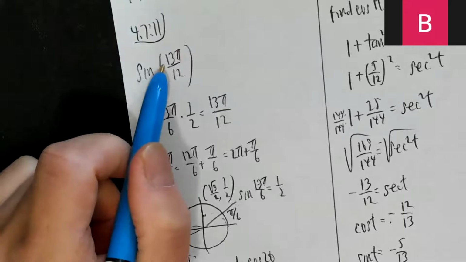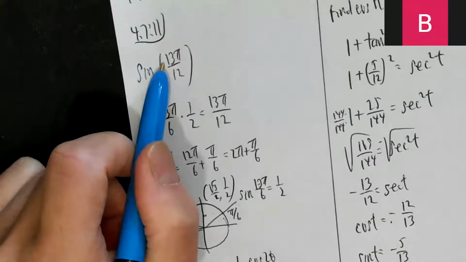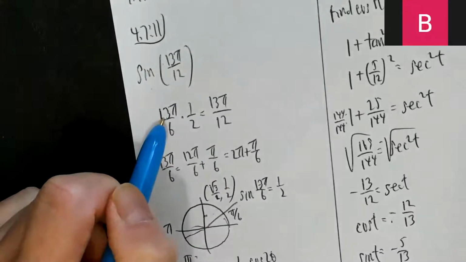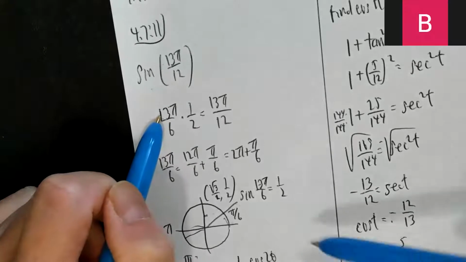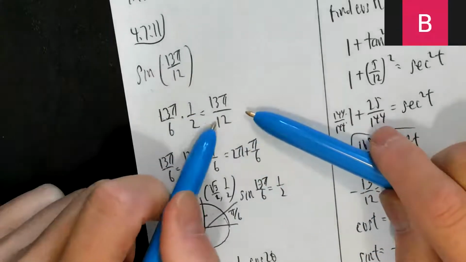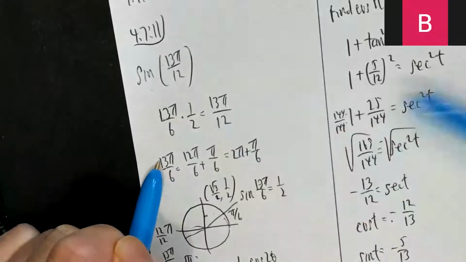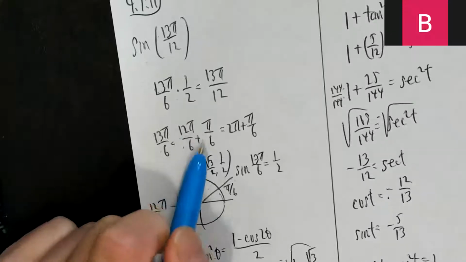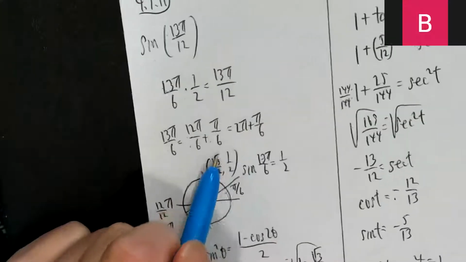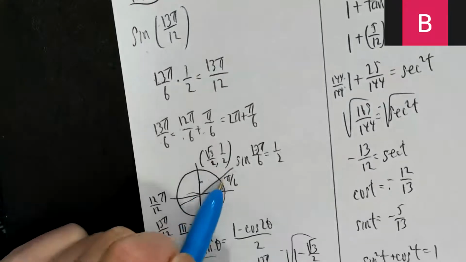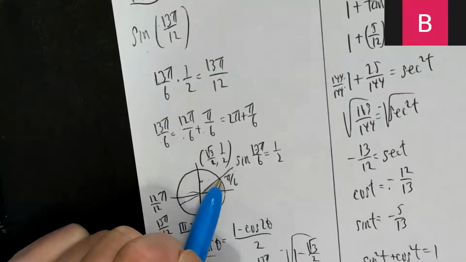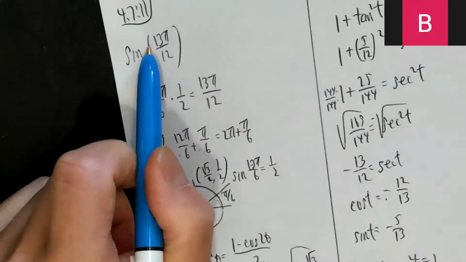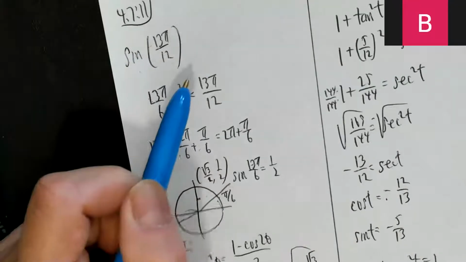You look at this and say, I don't recognize that angle. But if you double that angle, multiply by 2, you have 13 pi over 6. That's more recognizable. So 13 pi over 6 times a half is 13 pi over 12, so I can use the formula. And where is 13 pi over 6? It's 12 pi over 6, 2 pi, plus pi over 6, so that angle is coterminal with pi over 6 right over here. Again, if you see an angle you don't recognize, maybe double the angle, and then if you get something you recognize, you can use a formula.